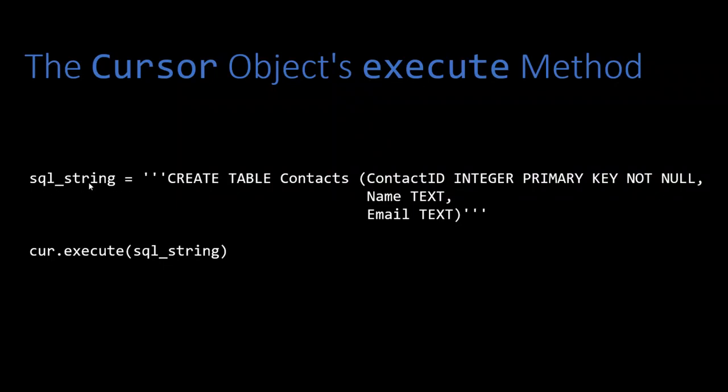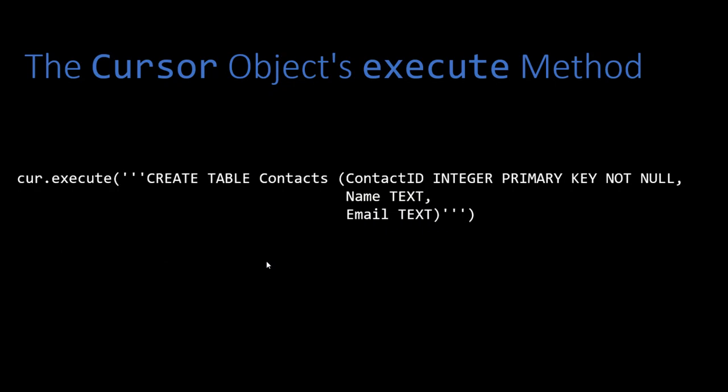variable SQL string. And then here we're assuming that we have a cursor object named cur, and we're calling its execute method, and we're passing our variable SQL string. So that will cause this SQL statement to be executed on our database.